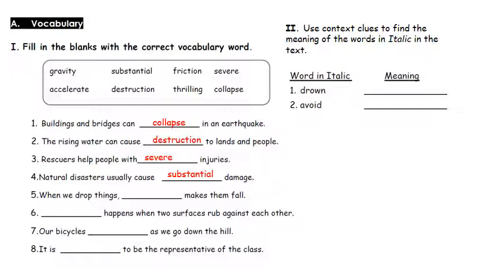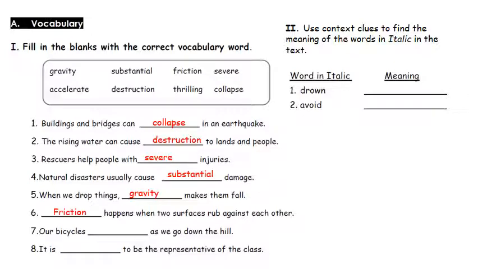Number 5, when we drop things, what makes them fall to the ground? Gravity makes them fall. Number 6, this happens when two surfaces rub against each other. They touch each other. So when two surfaces touch and one is moving against the other, this causes friction.